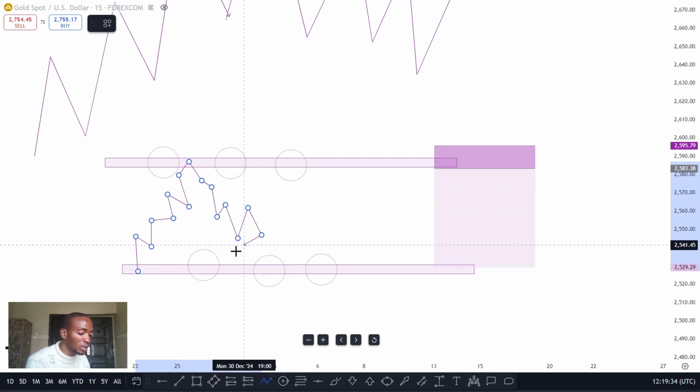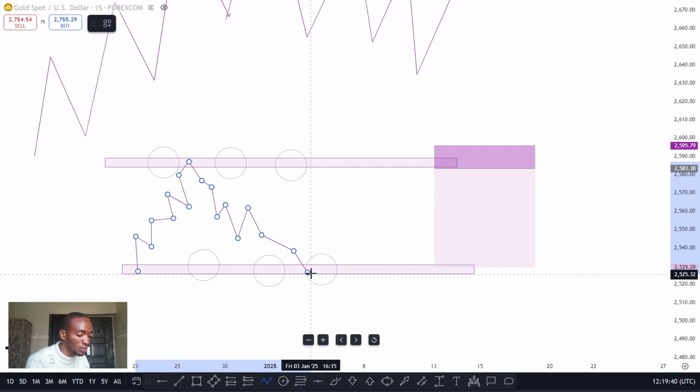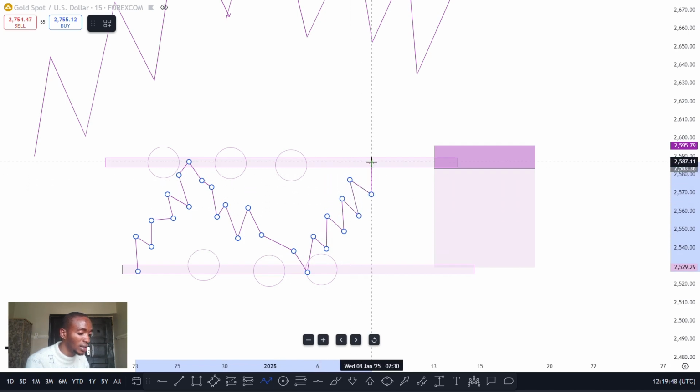So let me just go to the third one or the fourth one, where you see a market creating a series of higher high, higher low, higher high, higher low, higher high, higher low, and then it gets to this zone. When it gets to this zone, you just see a bearish signal, a bearish candlestick pattern to the downside.